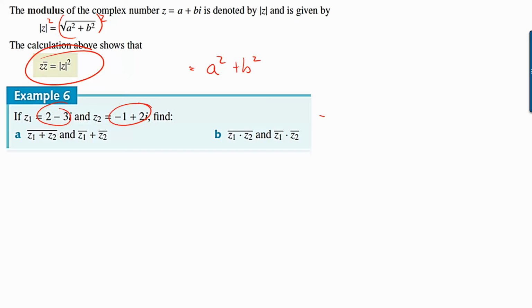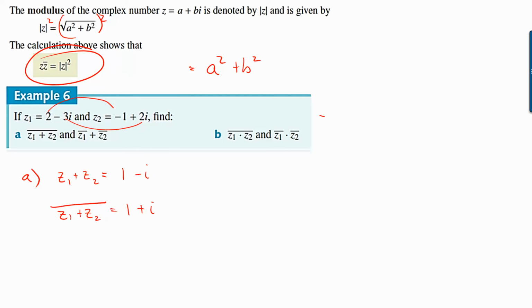Yeah, so let's do the first example here. You do the second one, I'll do the first one. So here we go, z1 plus z2. Adding all the real values together, 2 plus negative 1 gives me 1. And then negative 3i plus 2i gives me negative i. Okay, so that's z1 plus z2. Now I want to find the conjugate of that. So the conjugate of z1 plus z2 will equal 1 plus i.